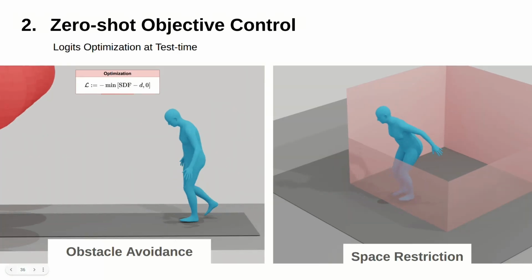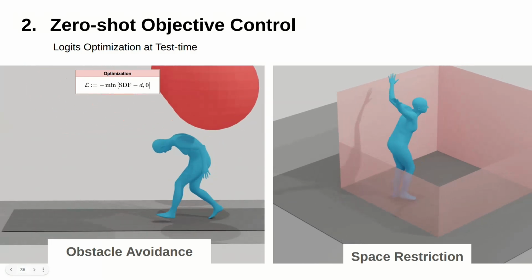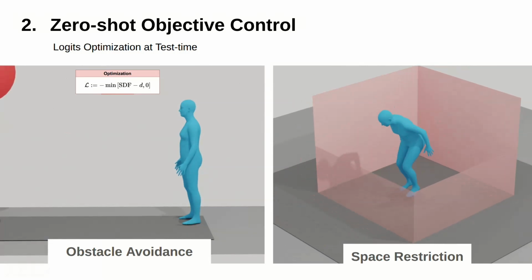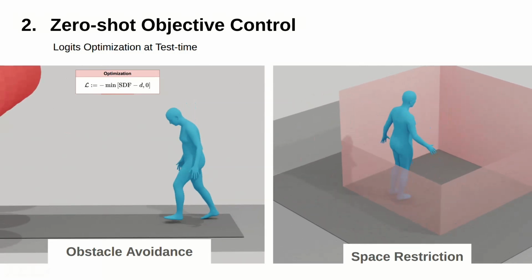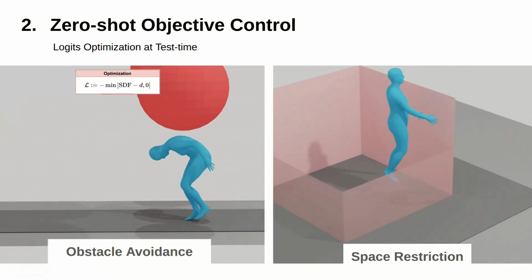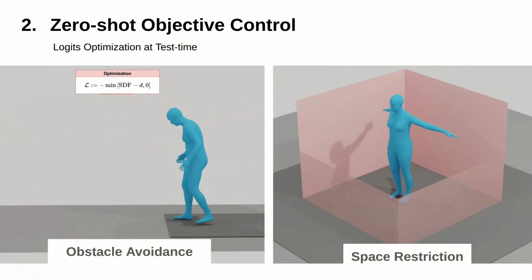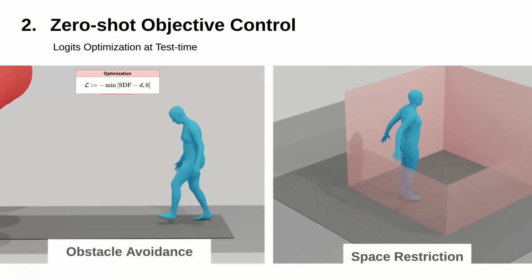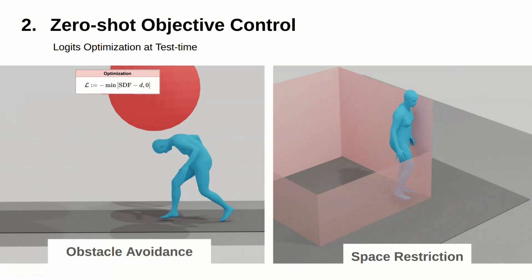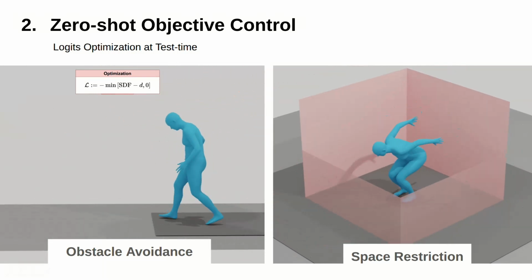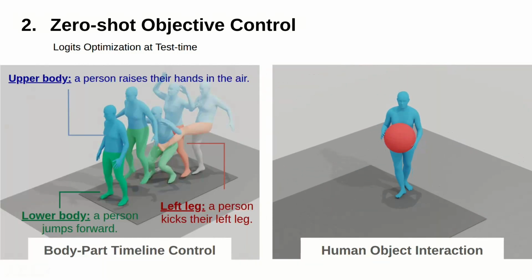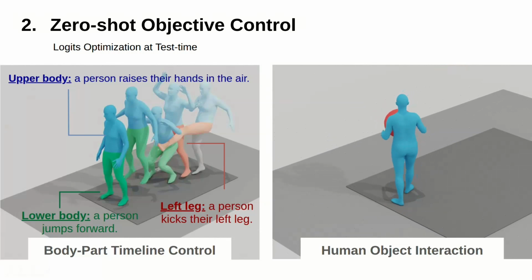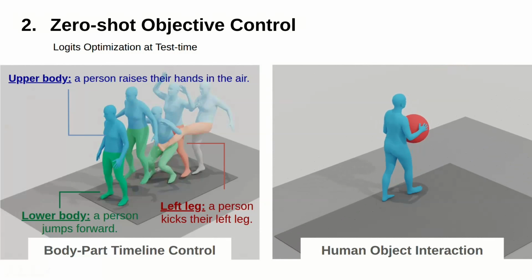Because Logits optimization is applied at inference, it can incorporate any arbitrary objective function. This supports a wide range of applications. For example, obstacle avoidance, by applying a signed distance function, SDF, loss. Spatial restriction, by constraining motion to remain inside a box-shaped region. Body part timeline control, which allows different body parts to follow different textual descriptions. And in human-object interaction, we can adjust the size of the object that the hands interact with.